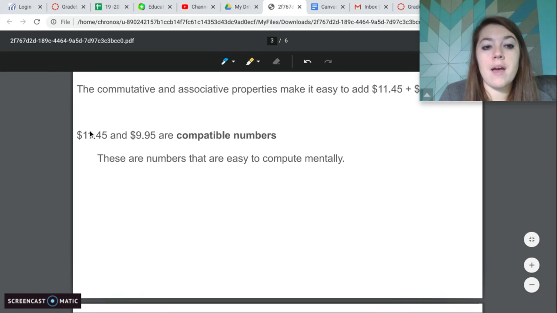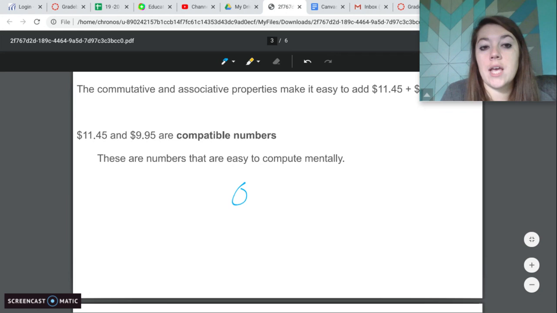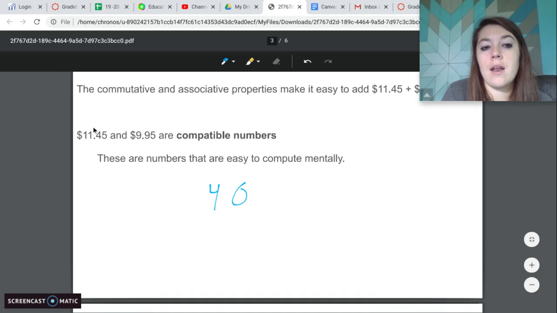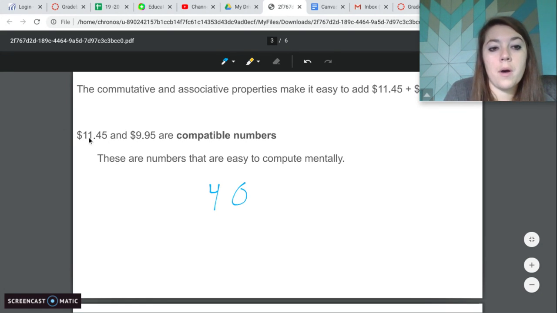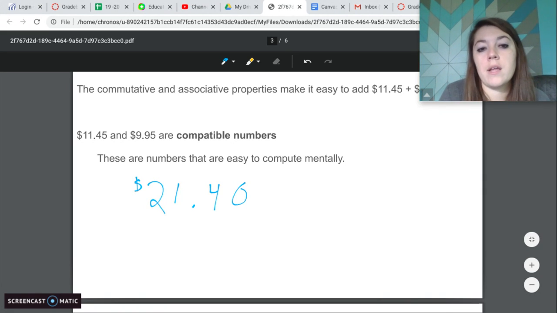So if we look at this, we have $11.45 and $9.95. 5 plus 5 is going to give us 0, because it's going to give us 10. So we carry the 1. That makes this 9 into a 10, plus 4 is 14. So we carry another 1. So now we have 10 plus 1 is 11. So we carry another 1. So we end up with 21.40 for that.